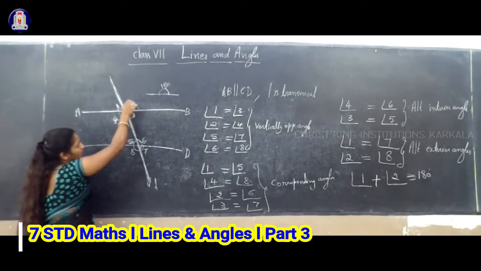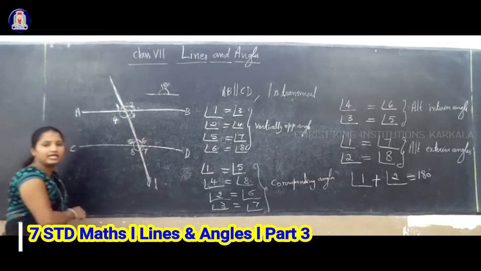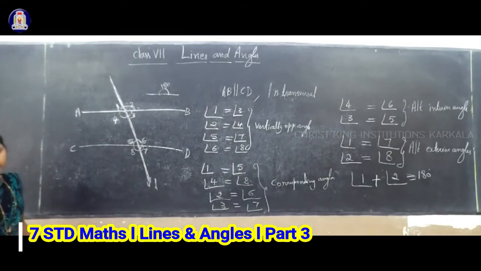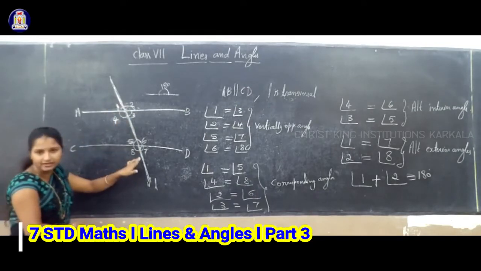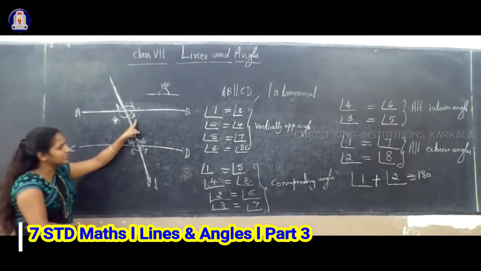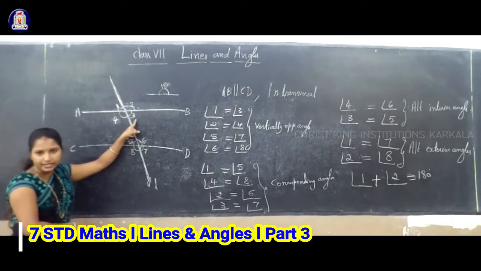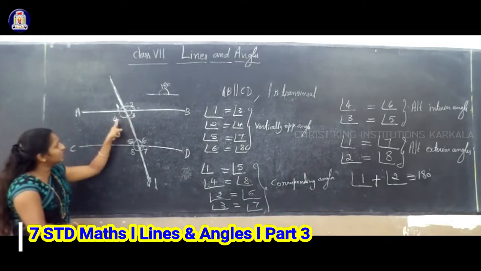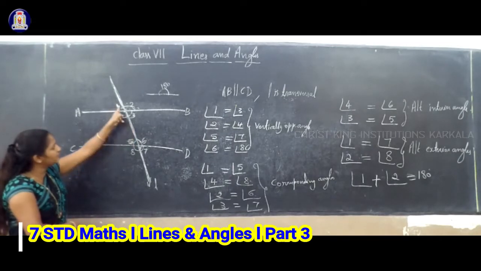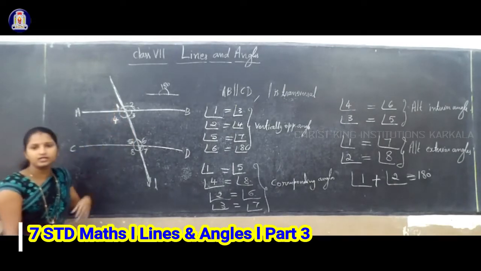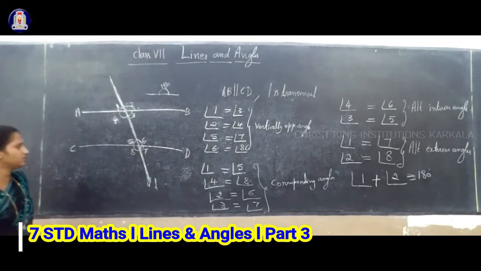So we can say angle 2 plus angle 3 is also 180 degrees. Clear? And we can consider this also because this is also a straight line, right? So angle 2 plus angle 3 is equal to 180 degrees. Similarly, you can consider 3 plus 4, which is also 180 degrees. And if you consider 1 plus 4, this is also a straight line, a linear pair, 180 degrees.